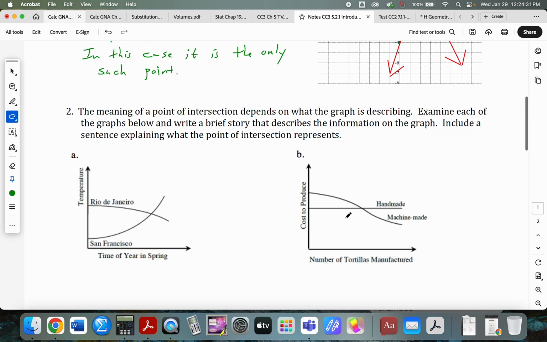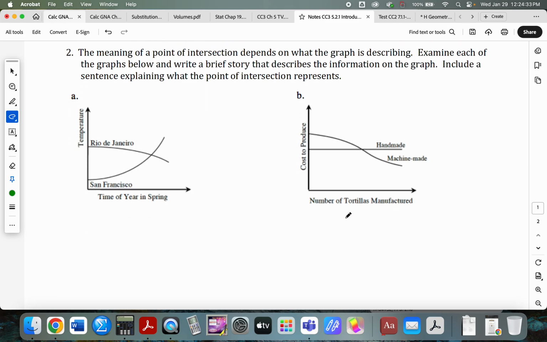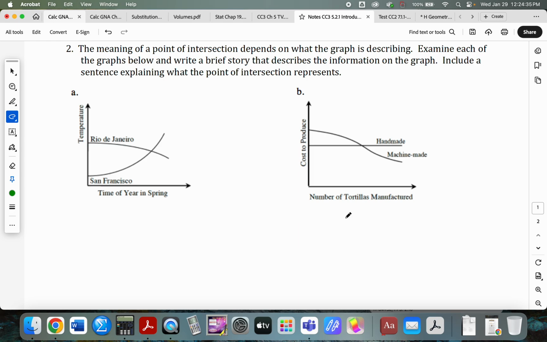All right. So let's take a look at these. So the meaning of a point of intersection depends on what the graph is describing. We're going to look at each of the graphs below, and we're not going to write out the story, but we'll come up with a story that describes the information on the graph. We will write, though, a sentence explaining what the point of intersection represents. So I'll do the first couple, and then I'll have you do the next couple after that.